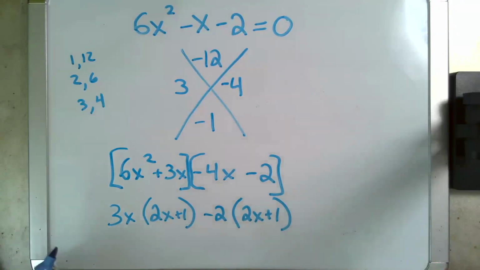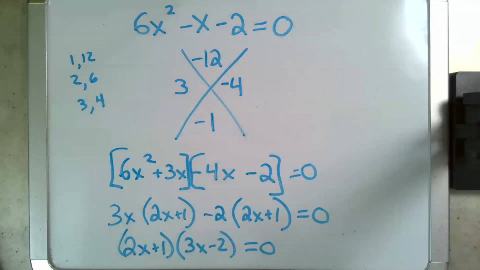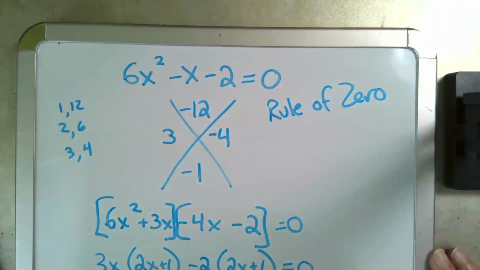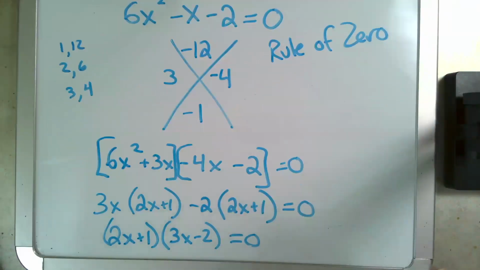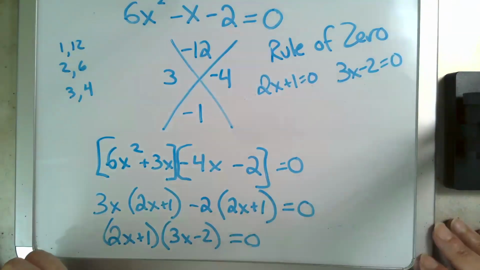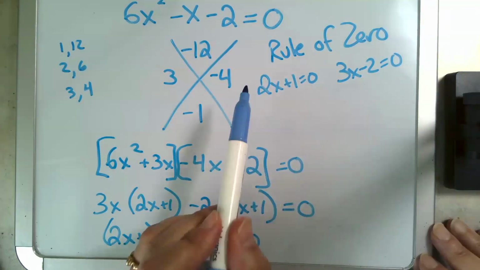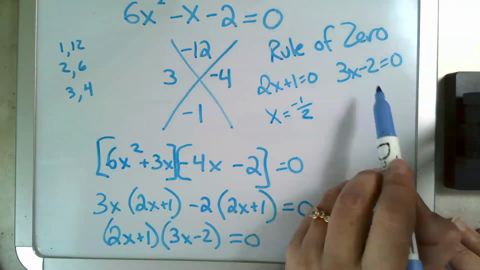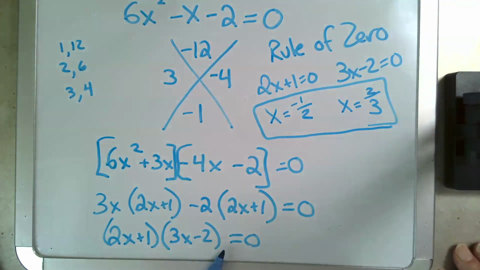So final step, I factored those out, and I'm left with, and of course that had equals 0 all the way along. And so now I go ahead and apply my rule of 0, which tells me that for this times this to equal 0, that happens when 2x plus 1 equals 0 or 3x minus 2 equals 0. So I go ahead and solve with my algebra. I'm going to subtract 1. I'm going to divide by 2. I'm going to add 2. I'm going to divide by 3. And now I have factored and solved my quadratic.